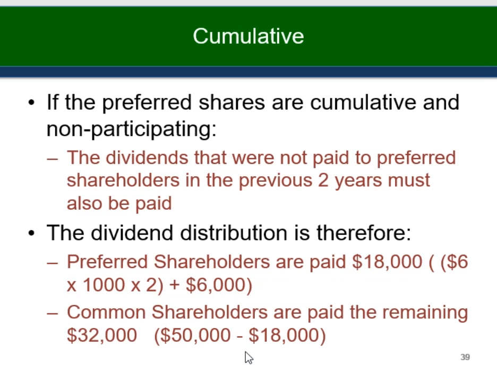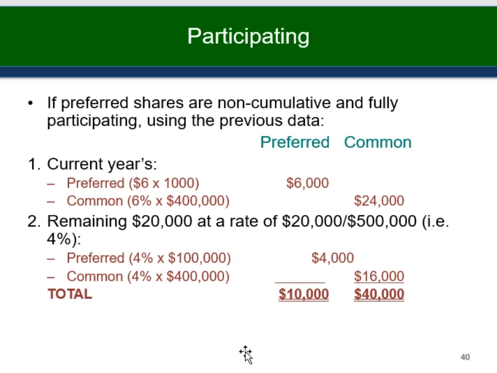If the preferred shares are cumulative, and let's imagine that they weren't paid to preferred shareholders in the previous 2 years, then those dividends in arrears would have to be paid as well as this year's dividend before the common shareholders got anything. So the preferred shareholders in this case would have $18,000 paid to them, $6 per share times 1,000 shares times 2 years of dividends in arrears, plus $6,000 for this year. They get their $18,000 first. The common shareholders get the remainder, the $32,000 residual that's left over.